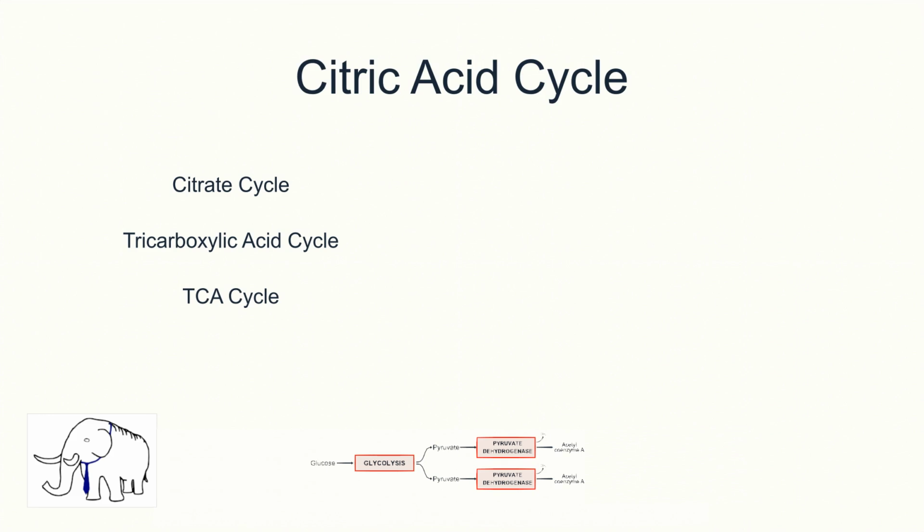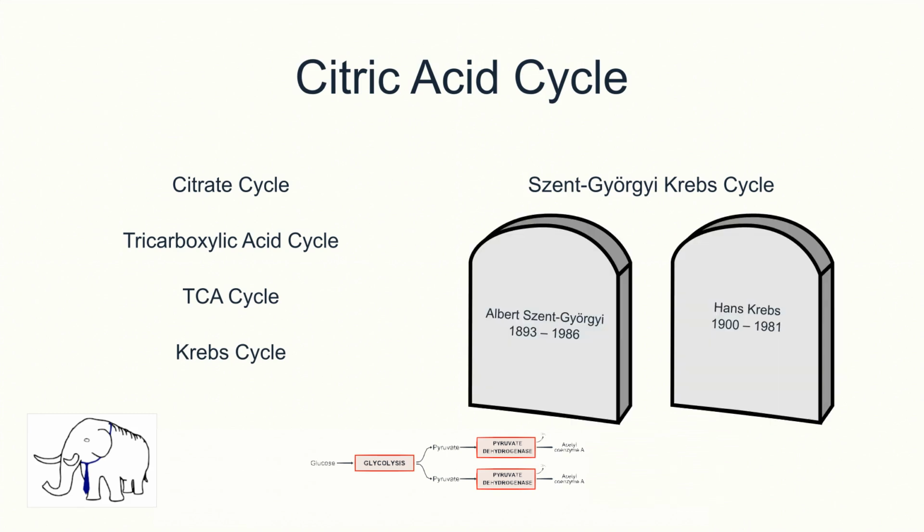Or you can call it the Krebs cycle, which is what old people like me were used to calling it. Or you can call it the St-Georgi-Krebs cycle, which I very much doubt I'm pronouncing correctly. These are both because scientists love to name things after dead people, in this case Hans Krebs and Albert St-Georgi.